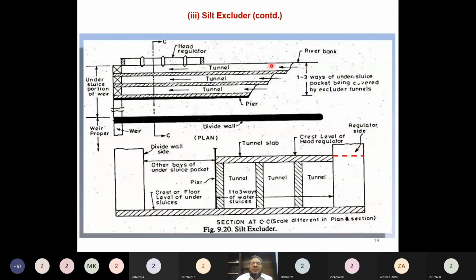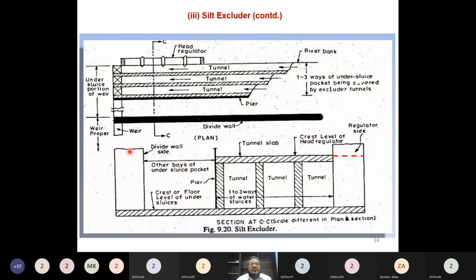Now further to understand, this is the plan of a silt excluder. This is the head regulator of the main canal, and this is the first tunnel, which is of the longest length. Then this is the next tunnel, this is the next tunnel, and the length of the tunnels is reducing. And this is the divide wall. These are under sluice bays. And if you take a section CC, then it will look like this.